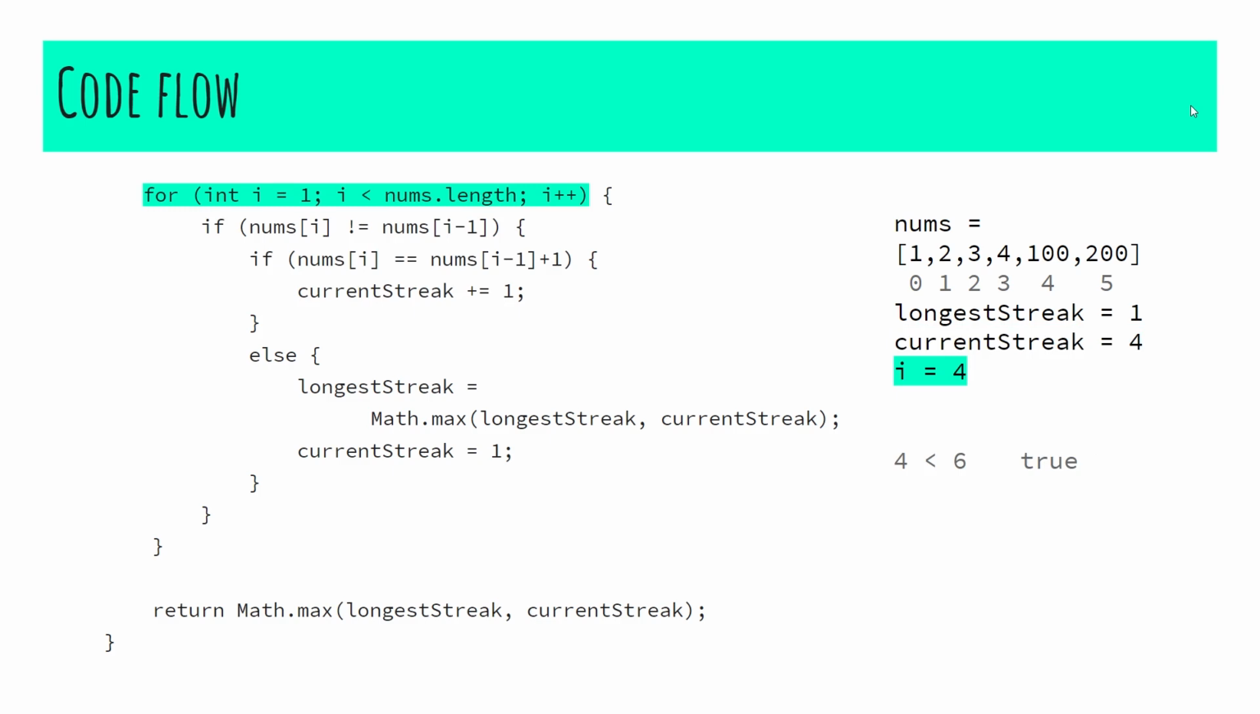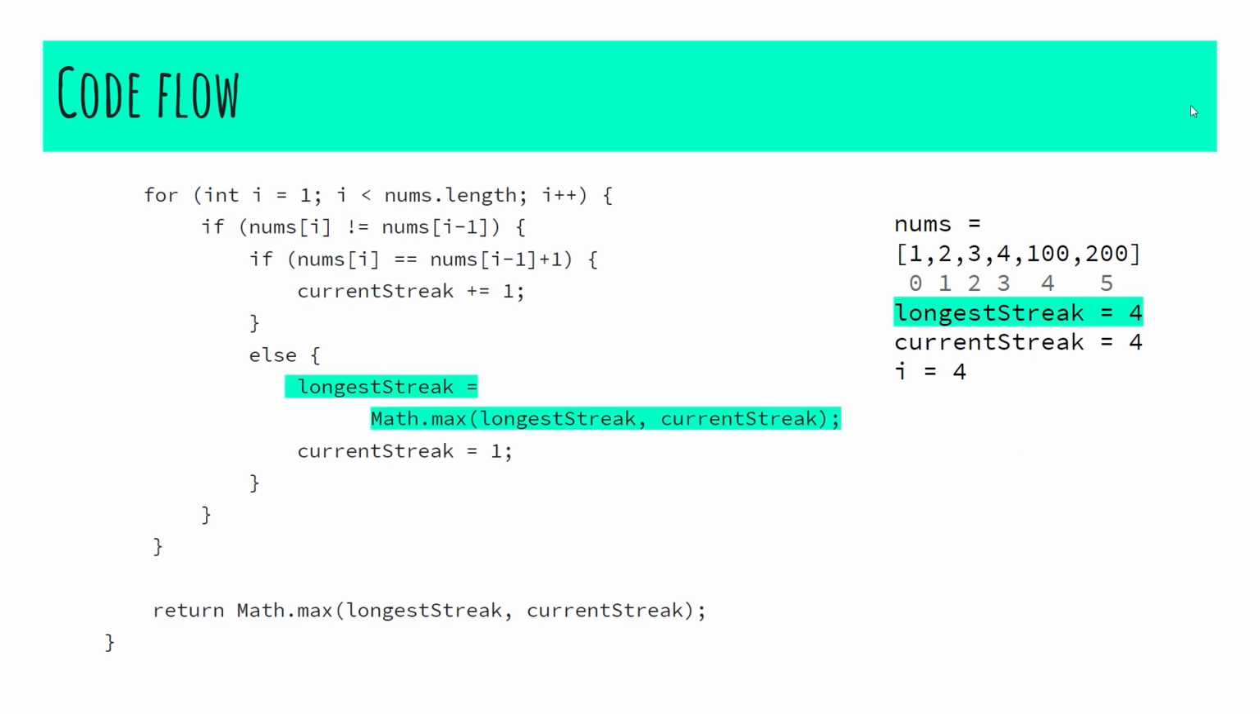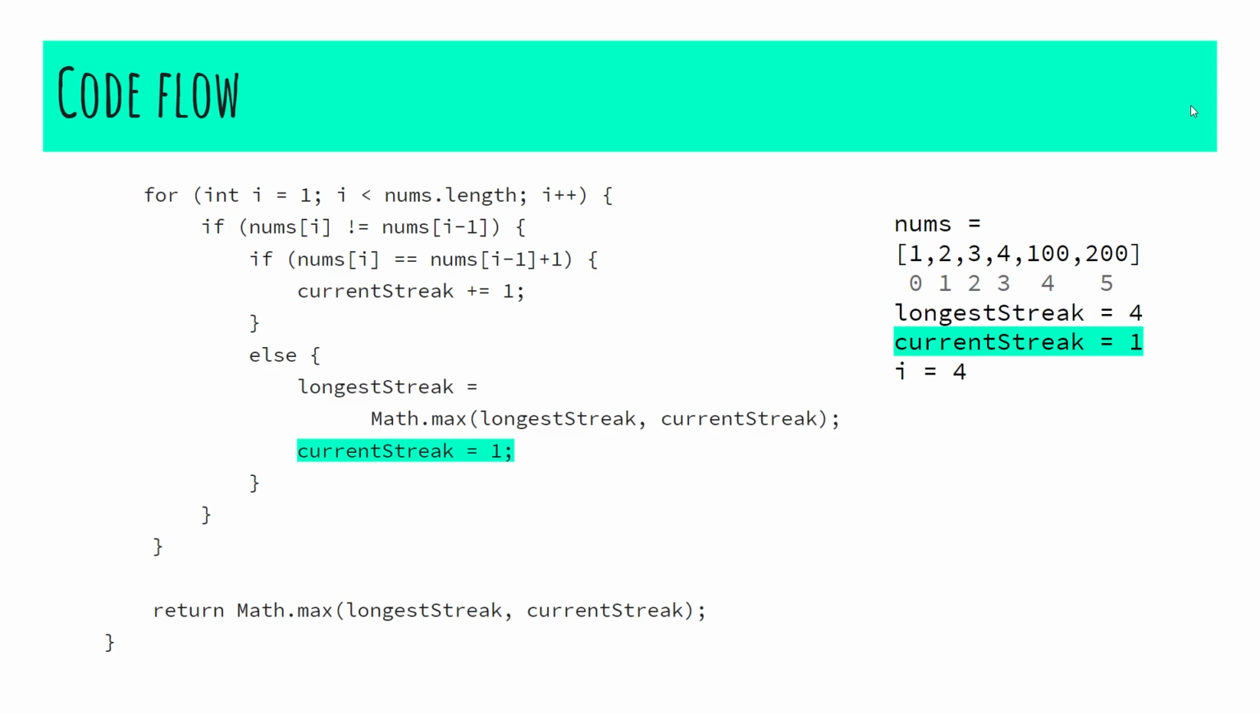Now in the fourth iteration, we are going to check whether 100 is not equal to 4, and then since 100 and 4 are not consecutive elements, we'll jump to the else block. Here I'm going to store the longest streak value as the maximum of longest streak and the current streak. That is, I'll compare my current streak value and the longest streak value and store the maximum value out of them. Since my current streak contains 4 and the longest streak is only 1, I'll be storing 4 in the longest streak. After this, I'm going to reinitialize my current streak to 1.